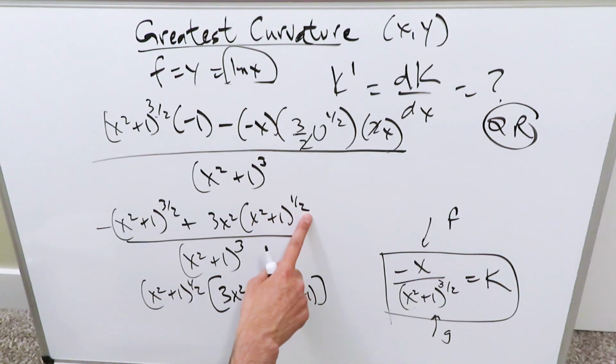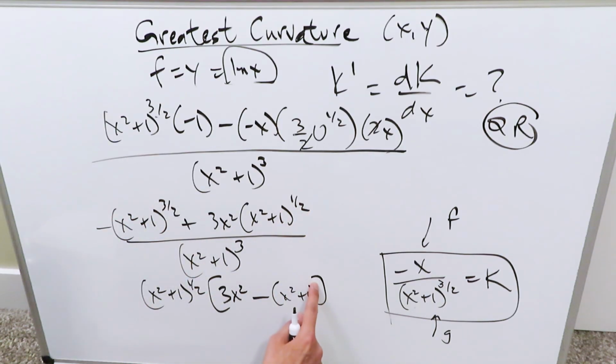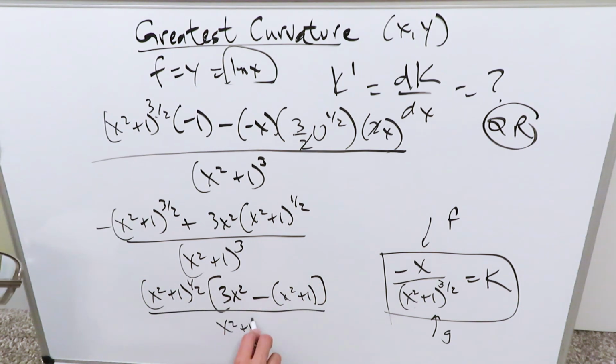Because you're looking at 1 over 2 and 3 over 2, the difference of that is just 1. 3 over 2 minus 1 over 2 is 2 over 2, which is an exponent of 1, and it makes sense, divided by g squared, which is x squared plus 1 to the power of 3. You can simplify the item you isolated. This x squared plus 1 to the power of 1 over 2 can simplify with this.